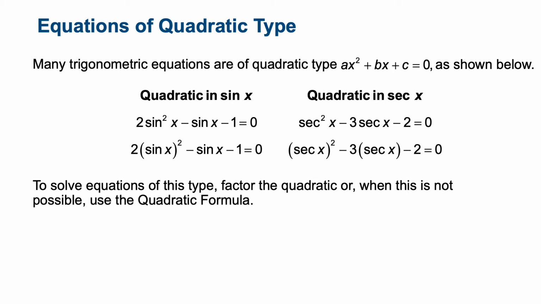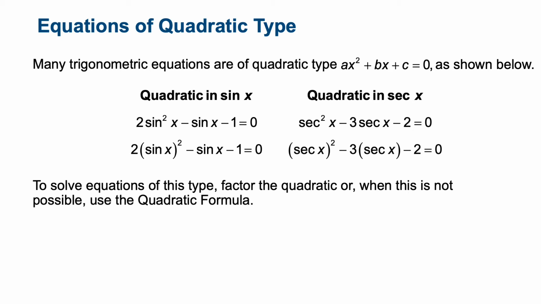Here are some examples. Let's look at this. Quadratic in sine of x. So it's like 2 sine squared x minus sine x minus 1 is equal to 0. So you can kind of see that they're of quadratic type, because if I take this sine of x and rewrite it in parentheses, (sine x) squared, notice that it's 2 times something squared minus the same something minus 1 is equal to 0. So it looks like a quadratic function, right? So you can kind of see what I'm talking about here.